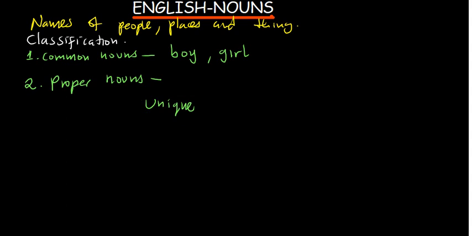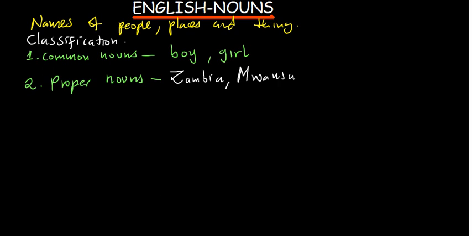For example, you will not find another Zambia in the world. So when you are writing Zambia, you are going to use a capital letter because Zambia is a unique place. If you are writing Mwanza, you are going to use a capital letter because Mwanza is a unique person. There's no one else like Mwanza. It's just alone like that.